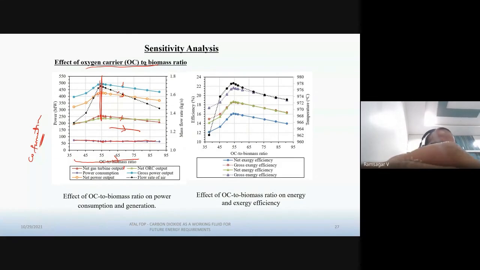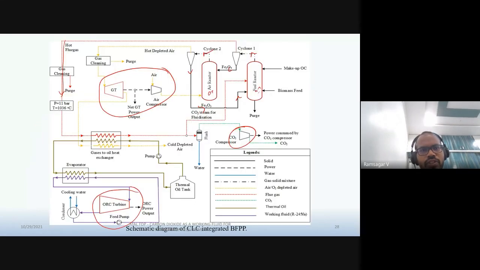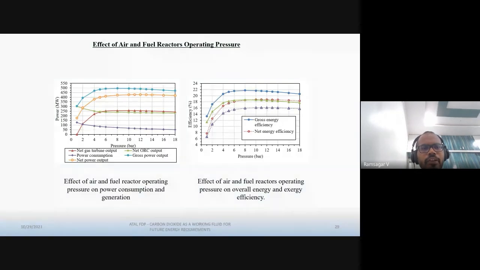So based on this analysis, we have found an optimal OC to biomass ratio value, and that we kept constant for further study. And in efficiencies also you can see, more or less in the same region we got the maximum efficiency, and that optimal value we have considered as the OC to biomass ratio for a given CLC integrated biomass power plant.